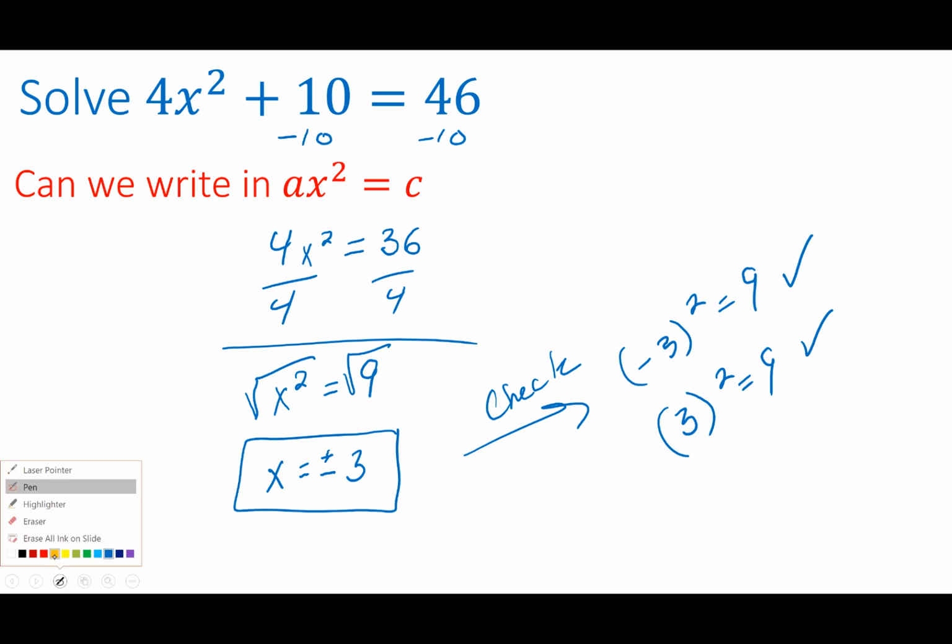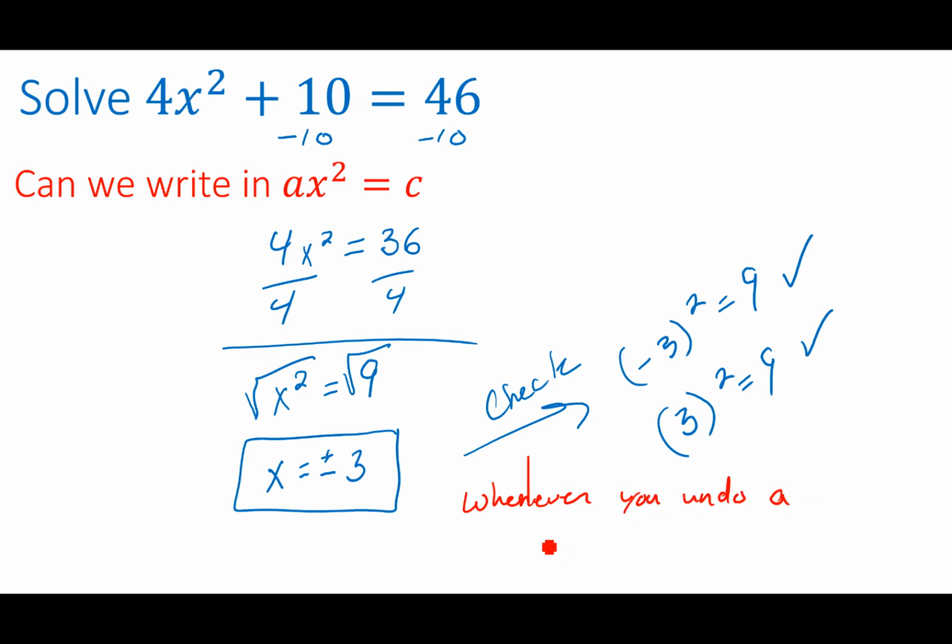Okay? Whenever you are undoing, and you can highlight this, star it, box it, whatever. Whenever you undo a square, you always add in that plus minus.